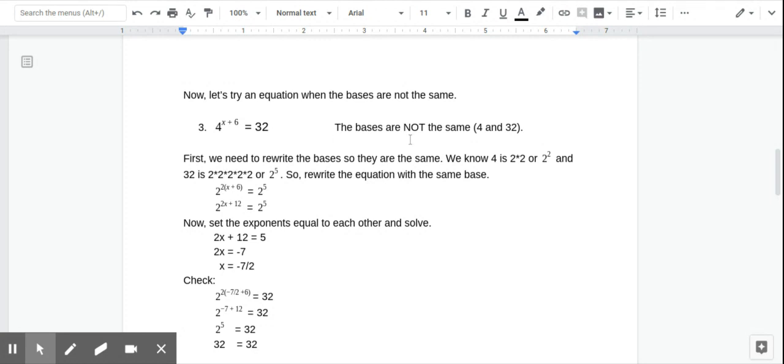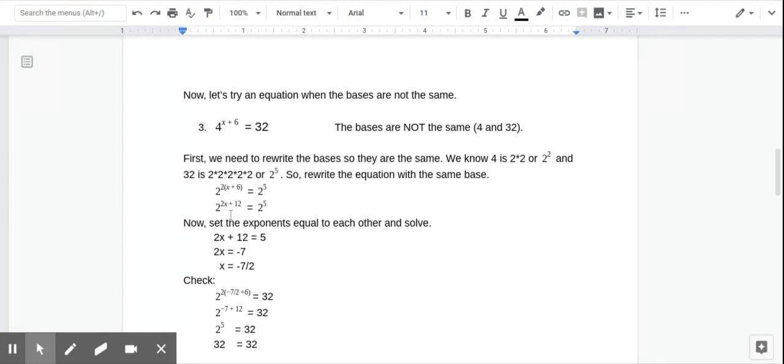So in this case, our bases are not the same. We have 4 and 32. We know that 4 is 2 times 2, or 2 squared, and 32 is 2 to the 5th power. So now we can rewrite this as 2 squared instead of 4, but we still have to the x plus 6 power and 2 to the 5th.